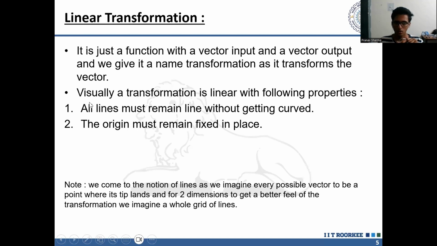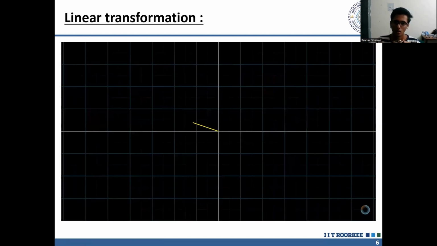Here we use the notion of lines because when we talk about transformation, we imagine every possible vector. So in order to visualize properly, we imagine the tips of those vectors as points, and we then arrange them into a grid in the case of two dimensions. So let's get a visual feel of it in the next slide.